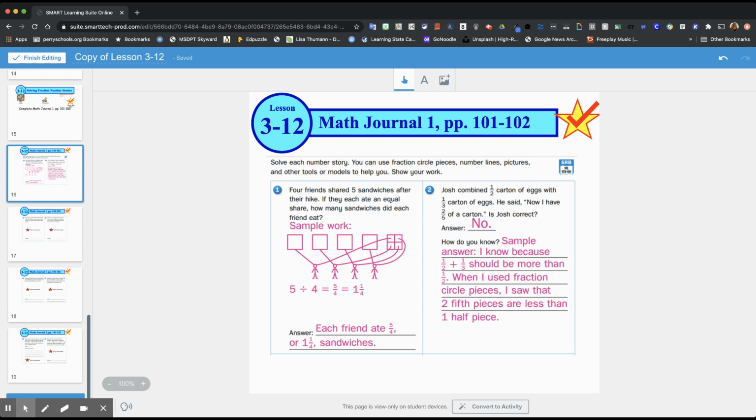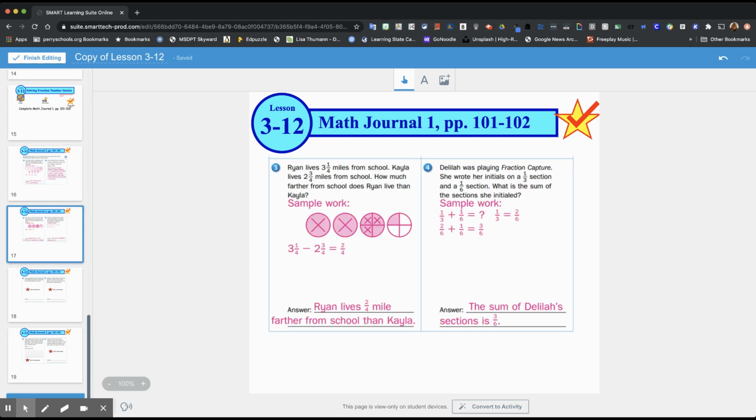Here's a sample of how you would explain it. You know that 1/2 and 1/3 should be more than 1/2. When we use the fraction circle pieces, you can see that 2/5 pieces are less than 1/2 piece. So maybe you didn't do the fraction circle piece. Maybe you estimated. Maybe you actually did the math. Okay? It's whatever strategy you did.